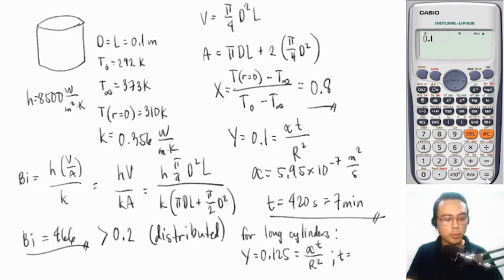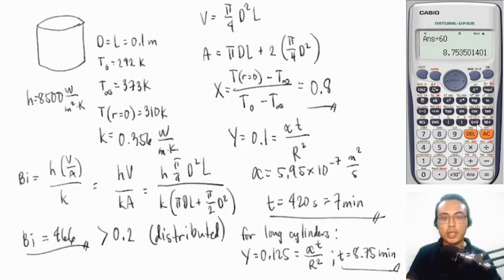That is 0.125 times 0.05 squared divided by the thermal diffusivity, 5.95 times 10 raised to negative 7. Our time for the long cylinder is 525 seconds, or in terms of minutes, that is 8.75 minutes. What we see here is that it takes longer for the long cylinder to reach the proper temperature at the center than for the short cylinder.